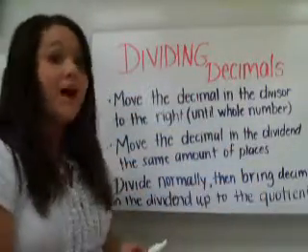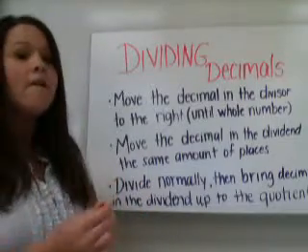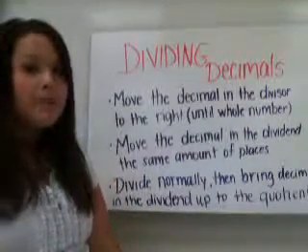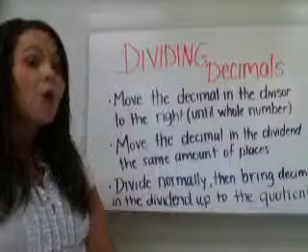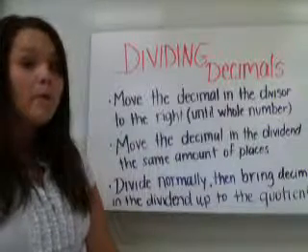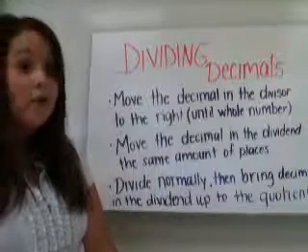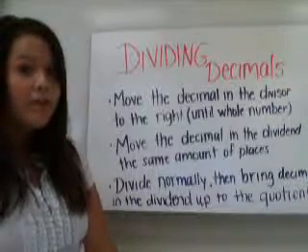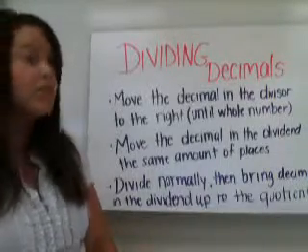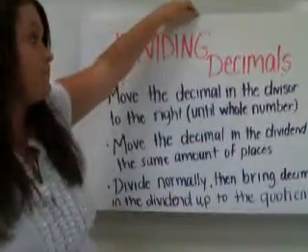Now we're going to take a look at dividing the decimals. First, we're going to move the decimal in the divisor to the right until it becomes a whole number. Then you're going to move the decimal in the dividend the same amount of places. Divide normally, then bring the decimal in the dividend up to the quotient. So let's take a look at how we're going to do that.